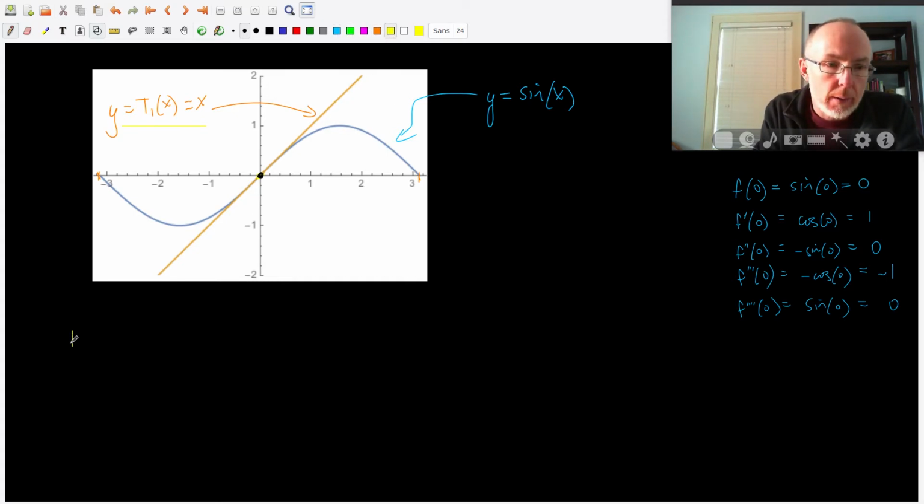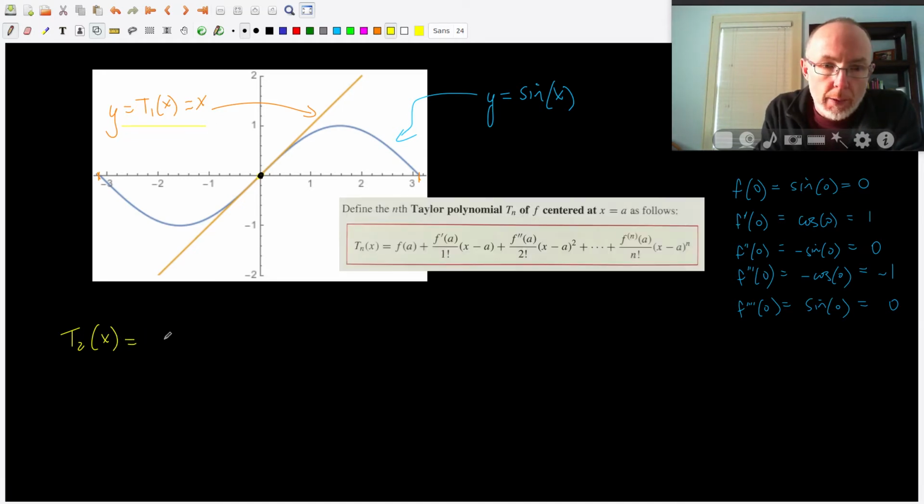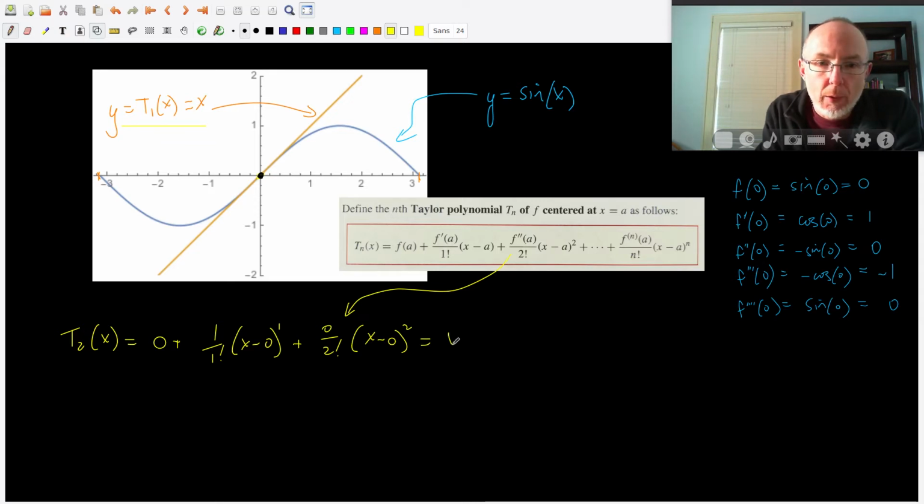So let's build T sub 2, the second order Taylor polynomial. And just writing this out, we've got the values up here. F of 0 is 0, and then we're going to add f prime over 1 factorial, which is 1 over 1 factorial, x minus 0 to the power of 1. We already did that. But we're going to the second order, so the second derivative is 0 over 2 factorial, right? I'm just plugging in here. 0 over 2 factorial, x minus 0 squared. There's our second degree polynomial. And notice that the second degree polynomial doesn't have a second degree term.